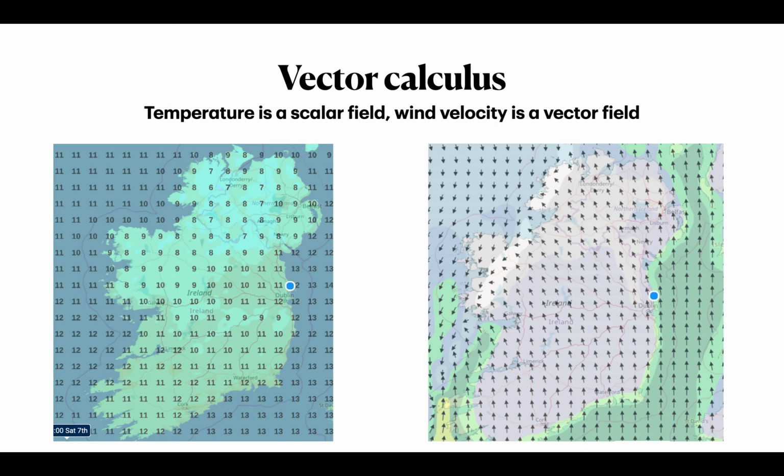And on the right is wind velocity in Ireland. And wind velocity is a vector field. It's a vector because wind velocity has a direction and it has a speed. And the arrows there represent the direction. And they're also supposed to represent in some way the magnitude as well. So if the arrow is a little bit bigger than the smaller arrow, then the wind speed is bigger at the bigger arrow. Okay, and actually it's also color-coded, but I'm not going to go into that.